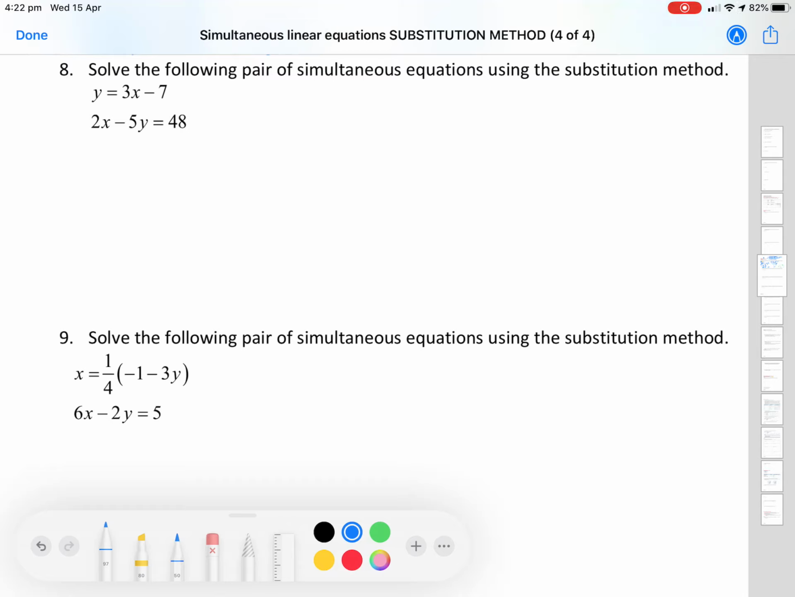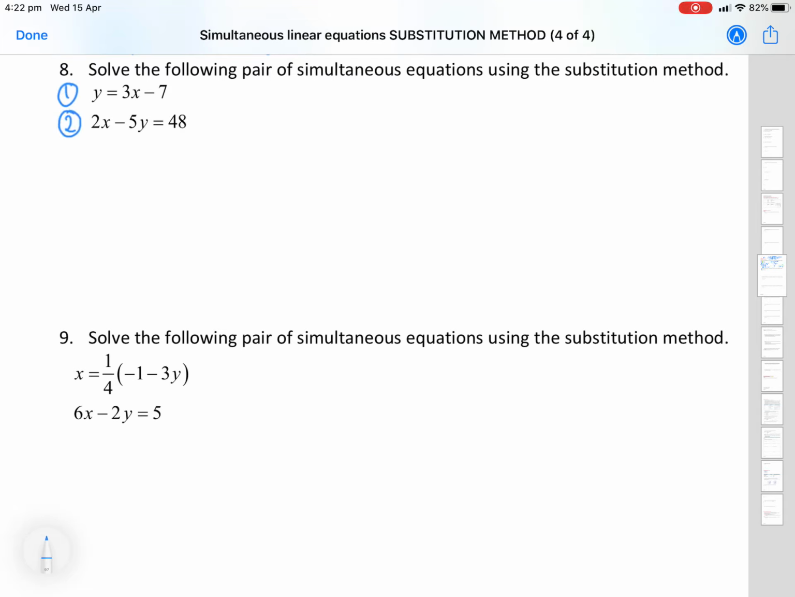Okay, so it says to solve the pair of simultaneous equations using the substitution method. Again, we're going to end up with a coordinate of where these two lines are going to meet. Now, according to our last video, the first thing we need to do is label our equations. So this is going to be our first equation, and this is our second equation. Okay, and we can use the substitution method because we have one of the equations with a variable on its own. So number 1, we've got the y on its own, so we can use the substitution method.